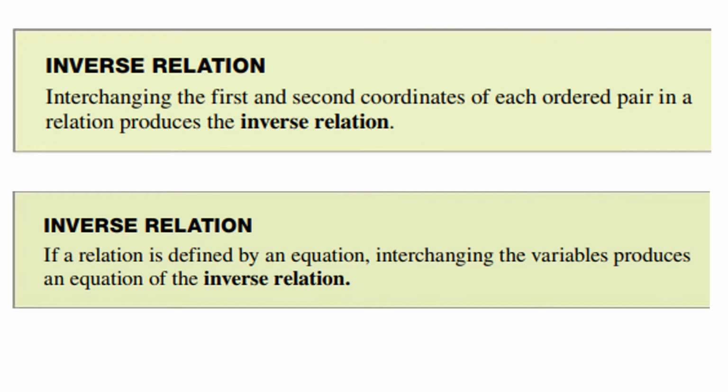An inverse relation is defined in the following way. We have a set of ordered pairs. We can interchange the first and second coordinates of each ordered pair in a given relation, and that produces what is called the inverse relation. Similarly, we can talk about an inverse relation if it is defined by an equation. If a relation is defined by an equation, interchange the variables, that is, changing x for y and y for x, producing an equation of the inverse relation.